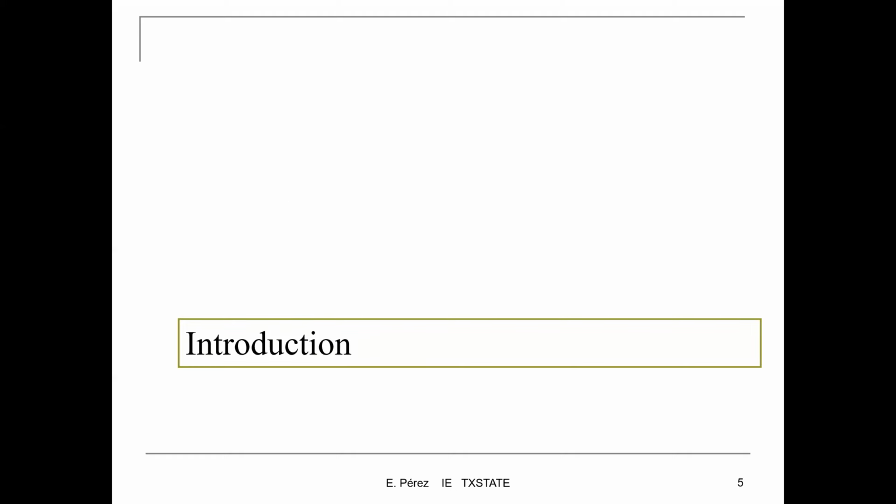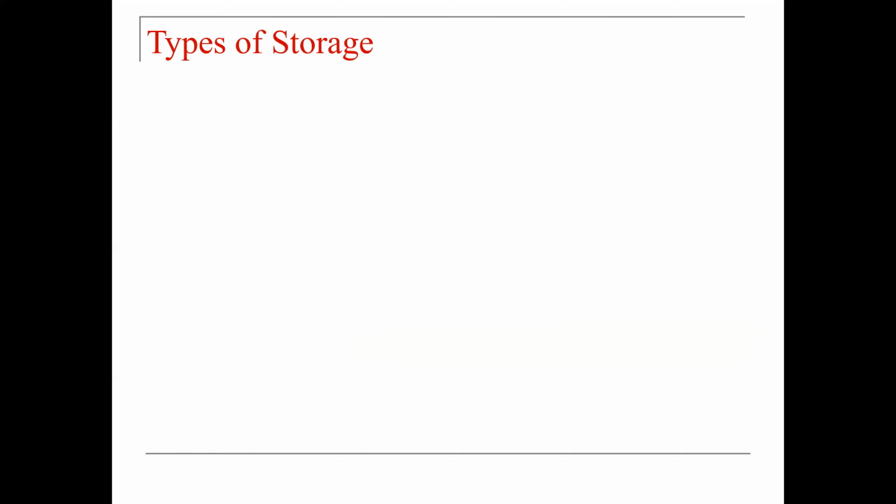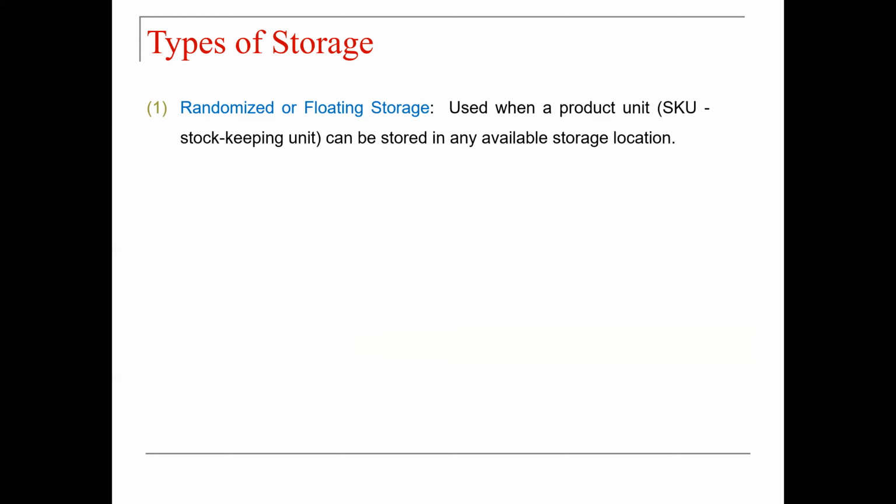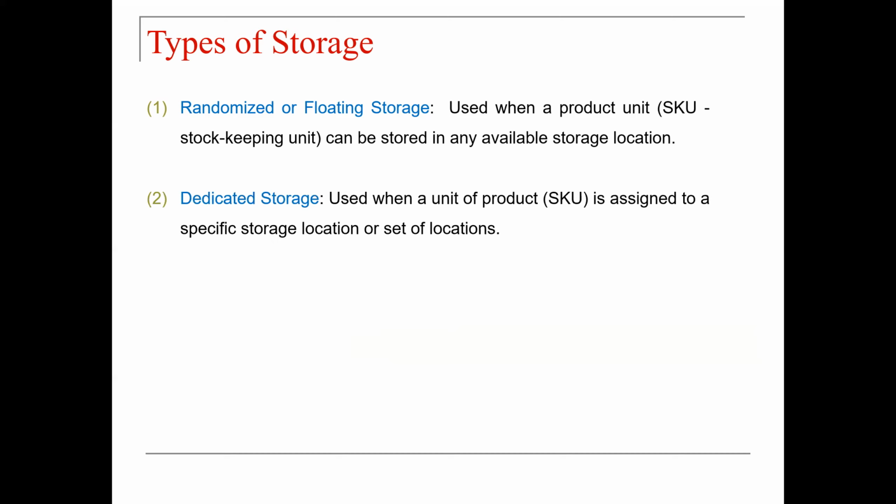So the introduction. There are different types of storage, as we discussed in the previous video. First, randomized or floating storage. This is used when a product unit, SKU, or stock keeping unit can be stored in any available storage location. Number two is what we know as dedicated storage, which is used when a unit of product or stock keeping unit is assigned to a specific storage location or set of locations.